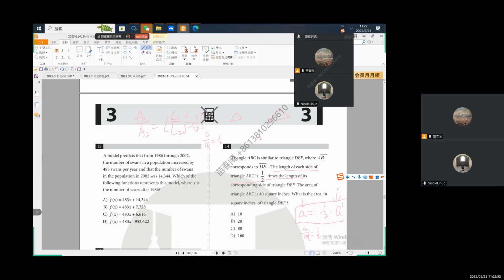But then where does the 40 come into place? Because I need A1, area 1 over area 2. What they told me is the area of triangle ABC is 40. So A1 is 40 then, right? How come you are using ABC for A1, not DEF for A1? It's because they said triangle ABC, the length of the triangle ABC is 1/2 times the length of DEF.